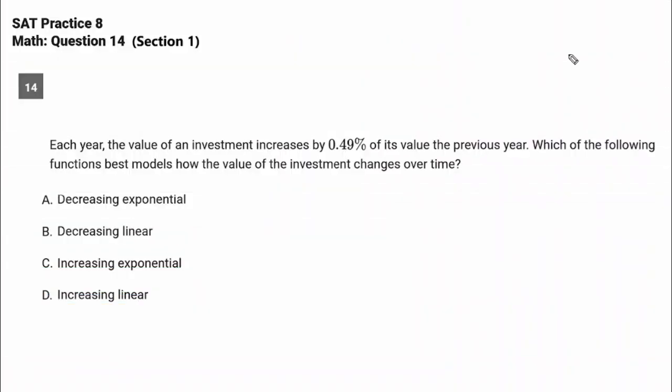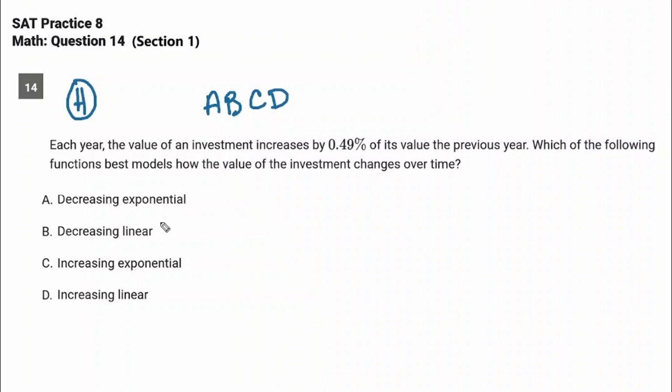We're on SAT Practice Test 8, Math Section 1, Question 14. What's the level of difficulty here? It's hard. It's the first hard question, kind of medium hard. Each year, the value of an investment increases by 0.49% of its value the previous year. Which of the following functions best models how the value of the investment changes over time? This question is so easy that it's hard. First thing you want to do on a question like this is write down A, B, C, D, and let's just ballpark. ETS tells us that the investment increases in value.